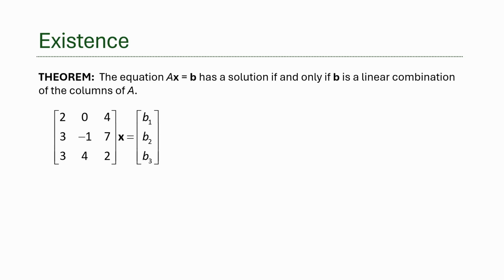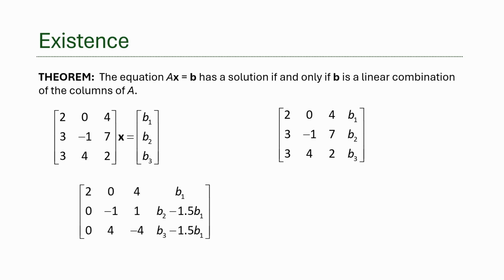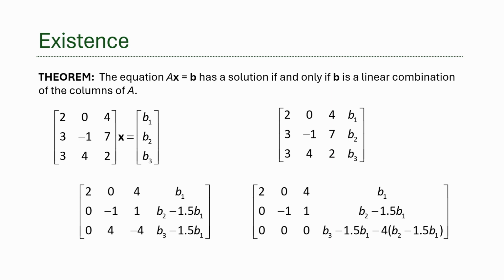To answer that, I'm going to fall back on our augmented matrix and our row operations. This is the augmented matrix that corresponds to that vector equation. I'm going to start by eliminating the 3's. I multiply the first equation by 1.5 and subtract it from the ones below it. You notice what I'm doing on the right-hand side: I'm keeping this in terms of the variables B1, B2, and B3. Now I'm going to do this again to eliminate the 4 in column 2, and notice what happens. This also eliminates the -4 in column 3.